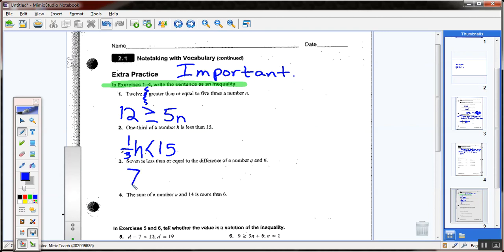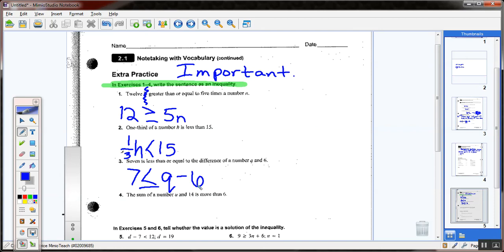7. Less than or equal to. Why q minus 6 there, kids? What word tips you off for subtraction? Difference. Very good. Maddie, hand off to number 4.